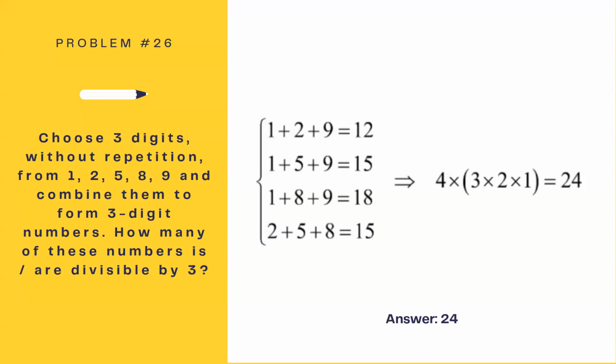so if we try to get this one, we have the 129. When you say divisible by 3, the sum of the digits must be divisible by 3. Okay. So let's consider the 129 combination. We have 12. The 159 we have 15. The 189 we have 18. And the 258 we have 15. Okay. So for this one, we have 4 different combinations.